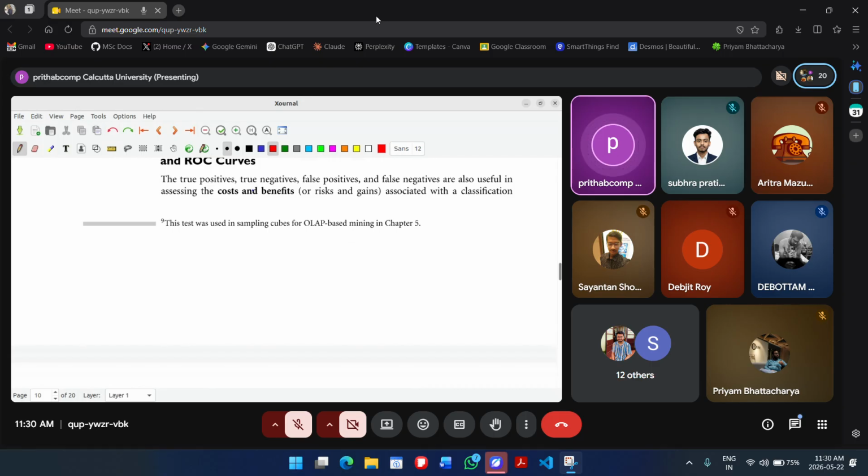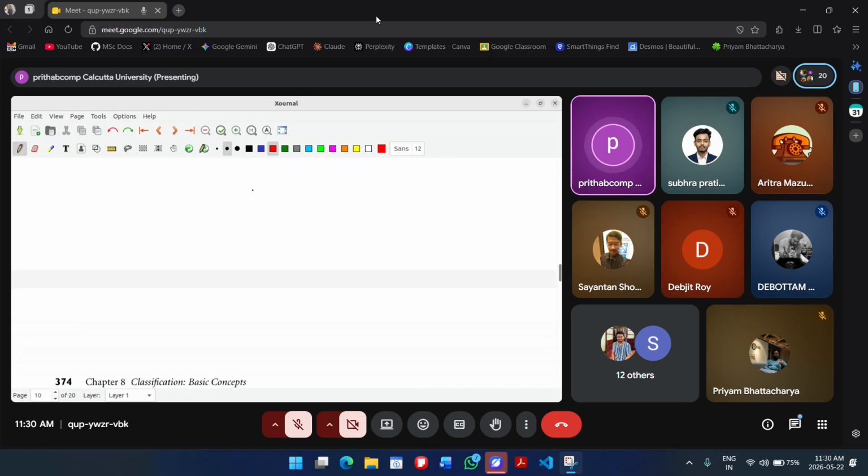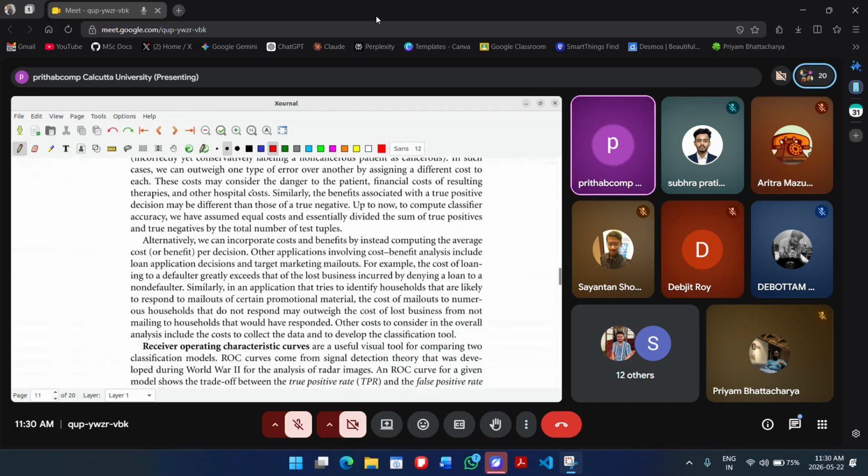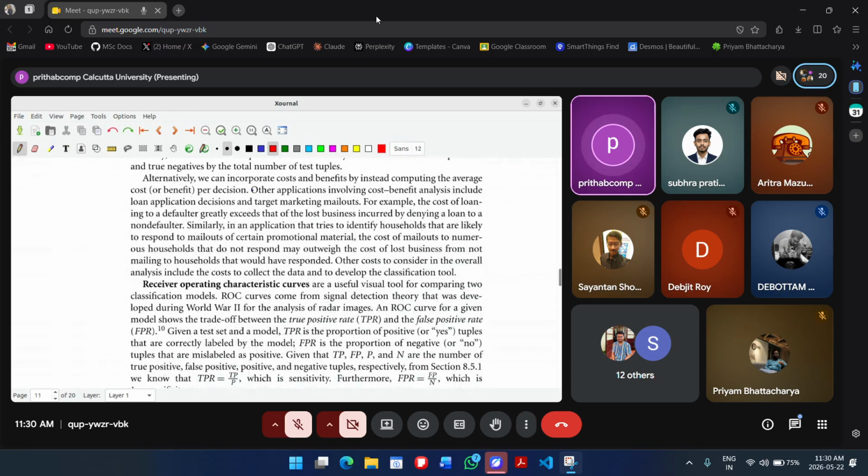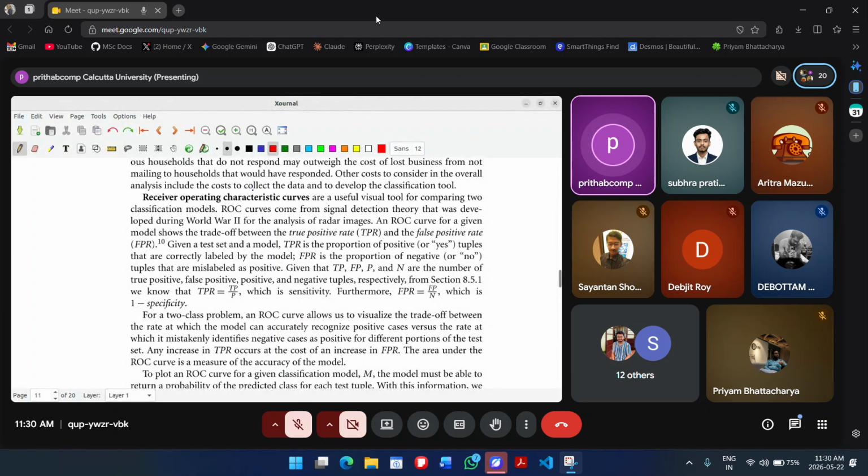So costs and benefits, in the sense of risks and gains, associated with the classification problem. So what is this ROC? Let's look at that. The full form of ROC is receiver operating characteristic curve.